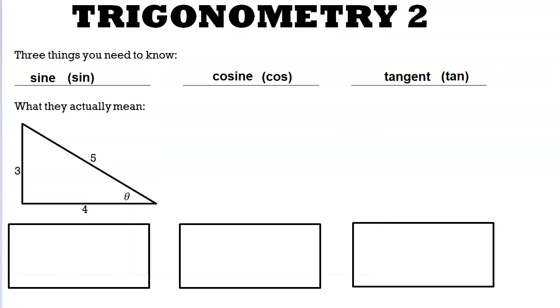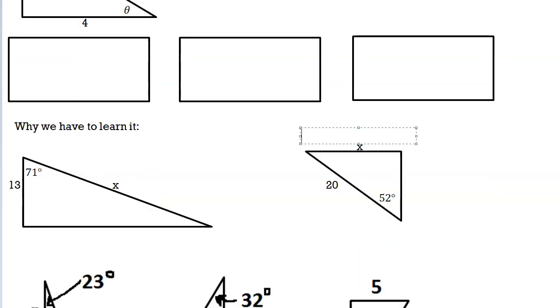Okay. Now, here's the actual significance. I'm going to scroll down here and I'm going to show you a couple of example problems. We have learned that with right triangles, if you know two sides, you can find the third. That's the Pythagorean theorem. But what if you only know one side, but you know one of the angles that goes along with it? So for instance, in this example, we know that one of the sides is 13, and then we know that the angle next to it is 71 degrees.